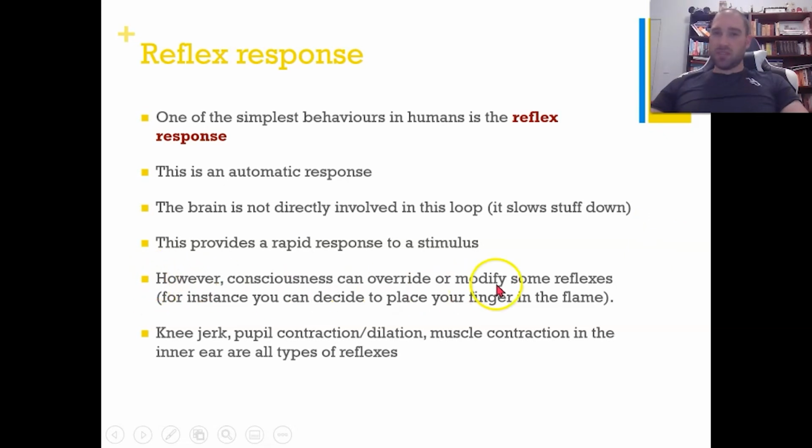You can use consciousness to override some reflexes. You could decide to place your finger in a flame. I probably wouldn't because it would hurt. Oftentimes you won't even notice when you are doing things that are reflex actions.